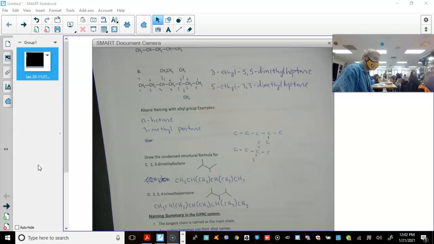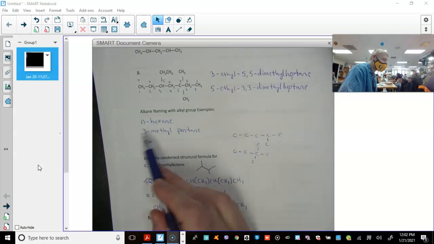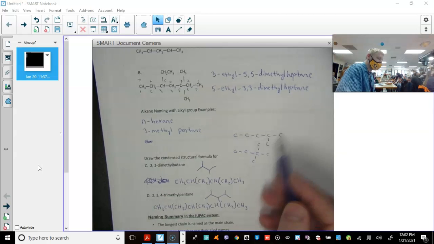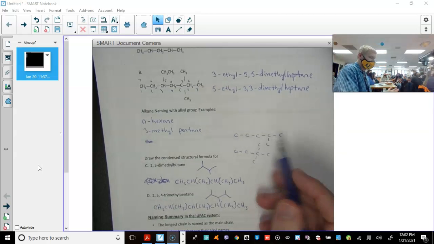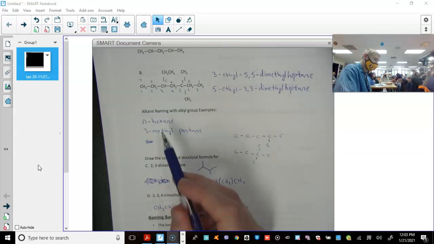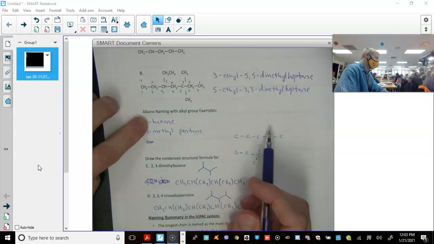All right. So for the middle one, it says alkane naming with alkyl group examples. They're not written on the page. Go figure. So in hindsight, I should probably write those out next time. So here they are. Here's some random examples. I got 2 names and 2 condensed structural formulas. So we just got to name it. N-hexane. N just stands for normal. So it's like saying hexane.